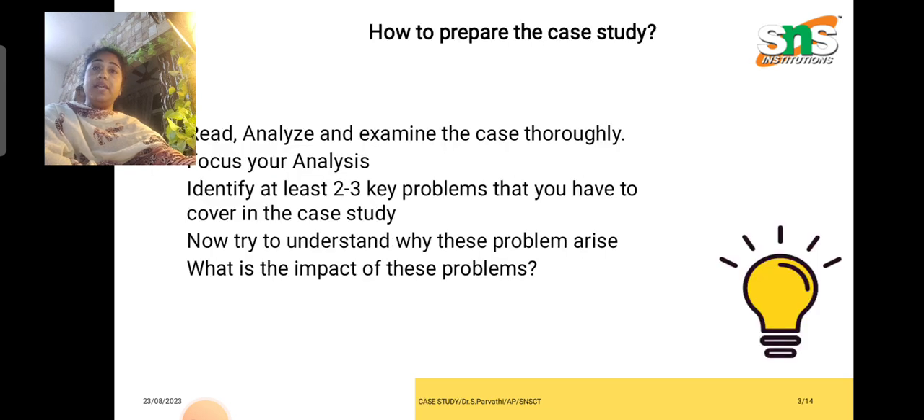How to prepare the case study? First, you should read, analyze, and examine the case thoroughly, the topic which you have gone through. Focus your analysis. Identify at least 2 to 3 key problems that you have to cover in the case study. Now try to understand why these problems arise. What is the impact of these problems?